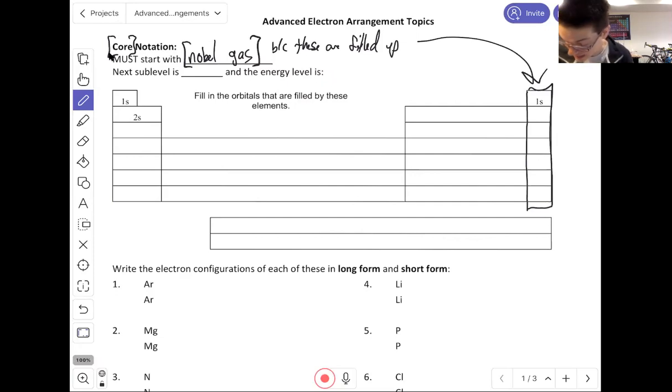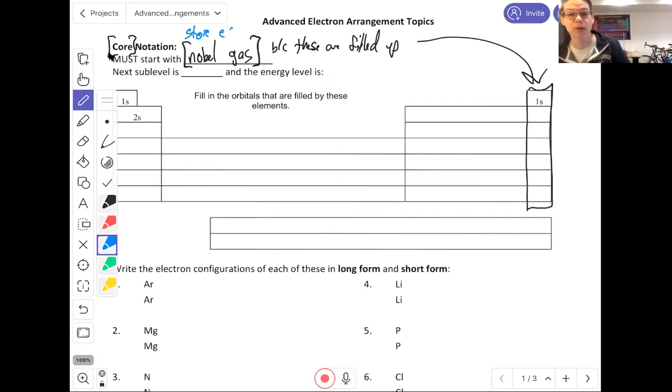Now, this is a way to store electrons. So you are storing electrons in those brackets to say, I'm going to cheat and start off by saying, well, if I started off with helium, I'd be storing 2. And if I started off with neon, I'd be storing the first 10, the first 18, the first 36, the first 54, the first 86, or 118, which you're not going to use. So you get to store that many. That drastically reduces the length of your configuration that you have to write.